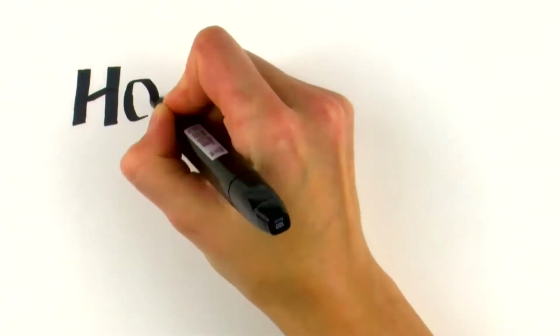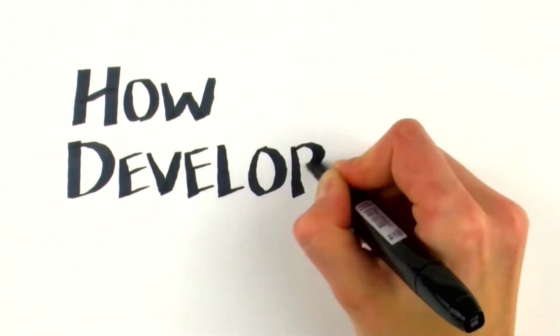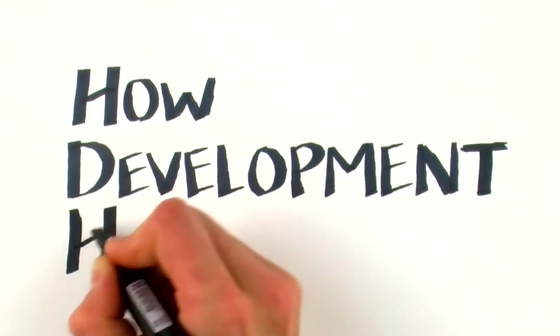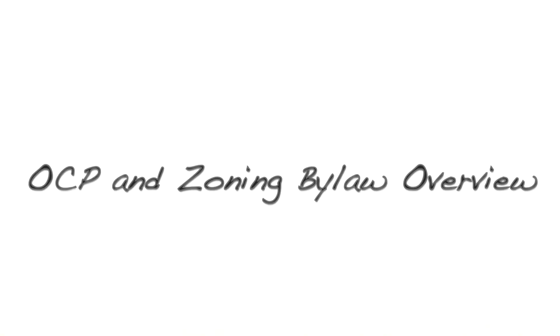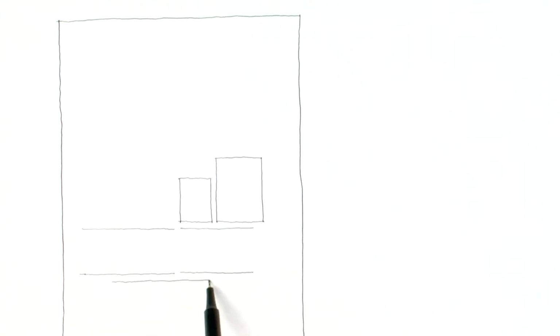Have you ever wondered how development happens? In our How Development Happens series, we explore different development scenarios to help explain how planning processes work for different types of housing in the City of Coquitlam. But before we look at development scenarios, let's first see how community plans and policies guide development across the city. Let's start with the big picture.